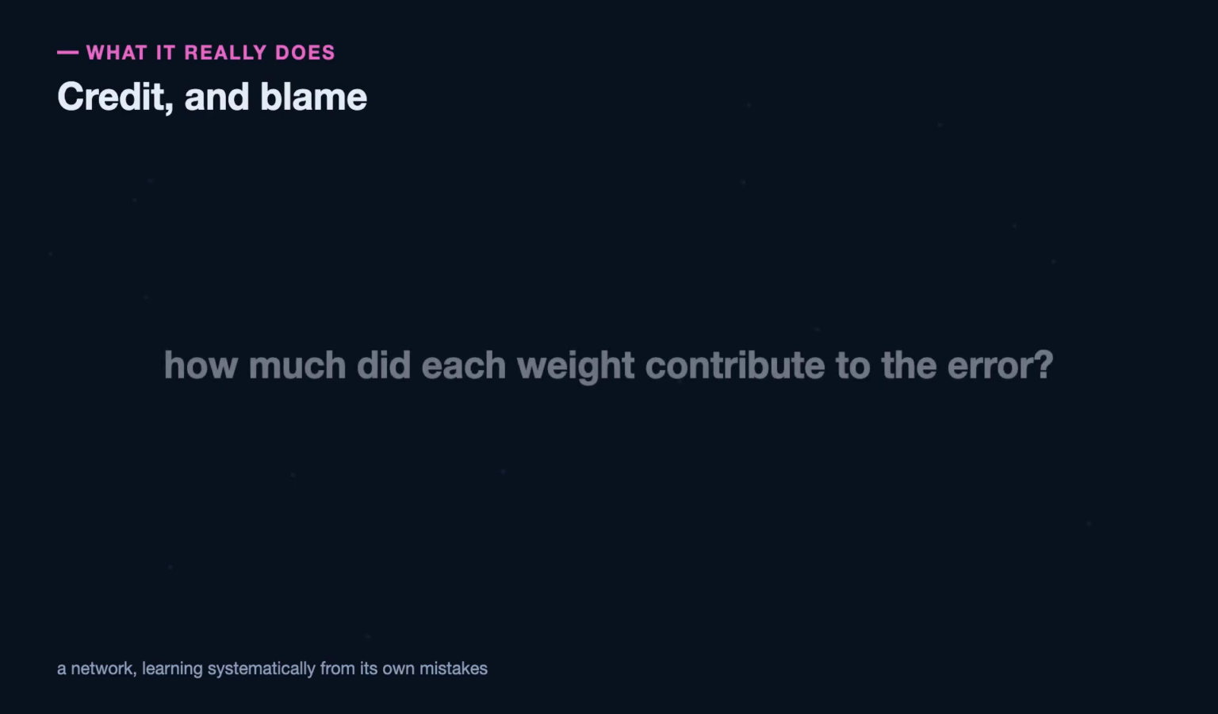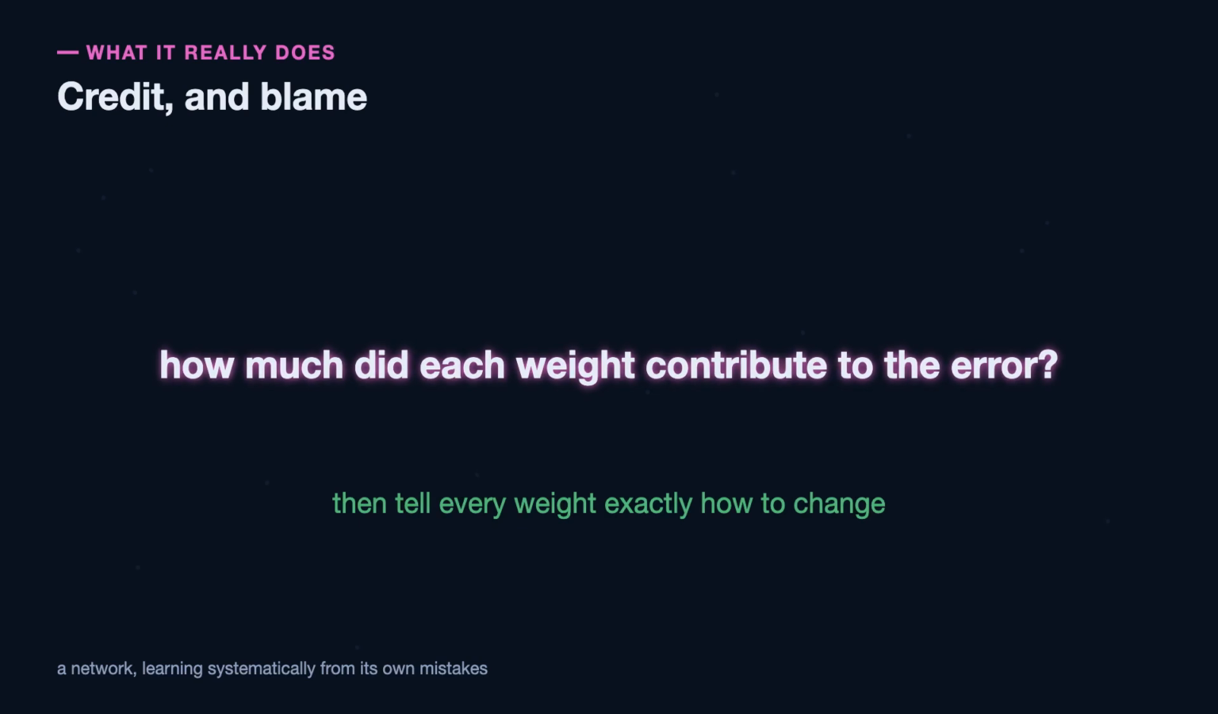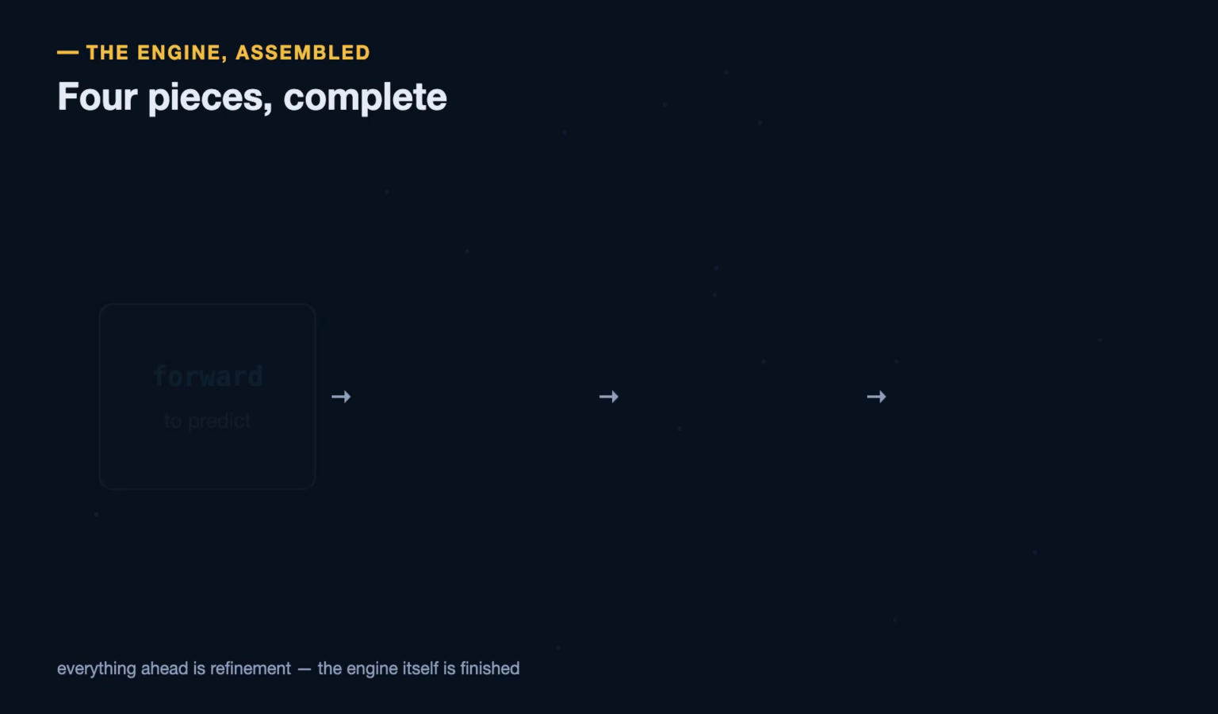There is a lovely way to understand what backpropagation truly does. It assigns credit and it assigns blame. The loss was too high, the network made an error. Backpropagation works out precisely how much each individual weight contributed to that error. And then it tells every weight exactly how to change to do better next time. It is a network learning systematically from its own mistakes.